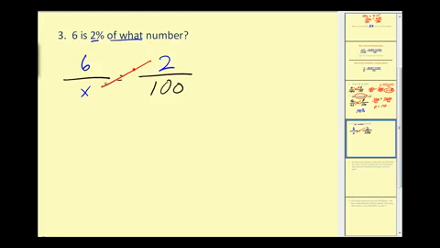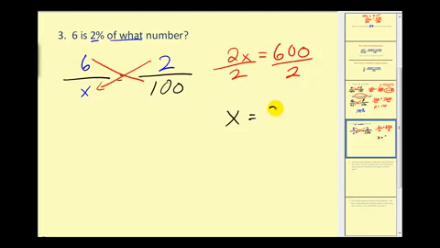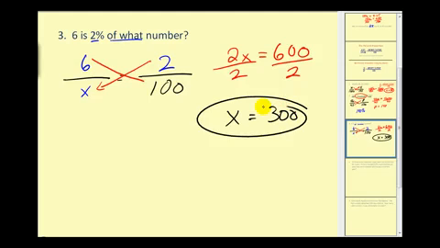And then again, cross products. 2x must equal 600. Divide by 2 to obtain x equals 300. Again, let's see if this makes sense. 6 is 2% of 300. And to me that's logical. 6 is a small percentage of this larger number, 300.